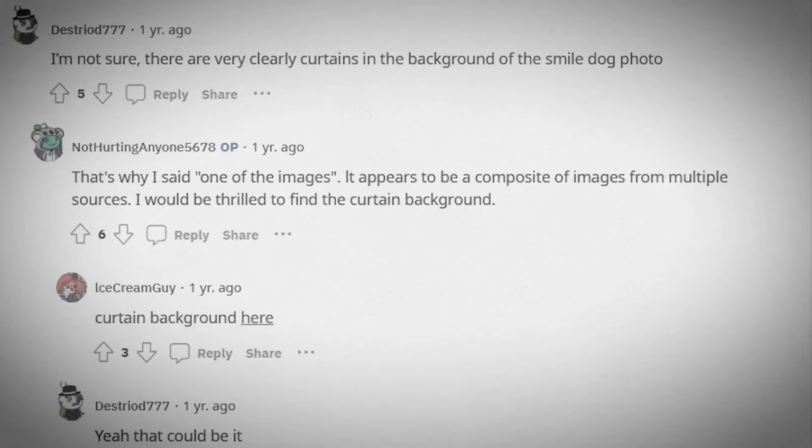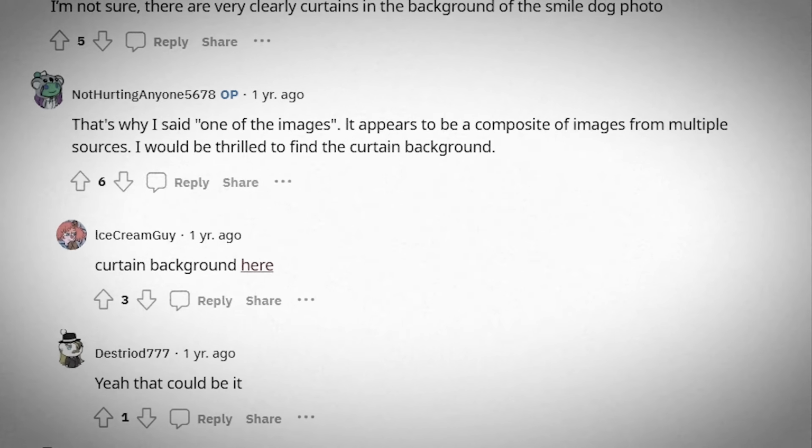A Reddit user named Ice Cream Guy posted a comment revealing that he had found the curtain background used in the photo. As you can see, in the image the ears have also been clearly cropped off. They would simply need to crop out the dog while only going around its head, position it in front of a crimson curtain background, and then apply the eerie effects to it.